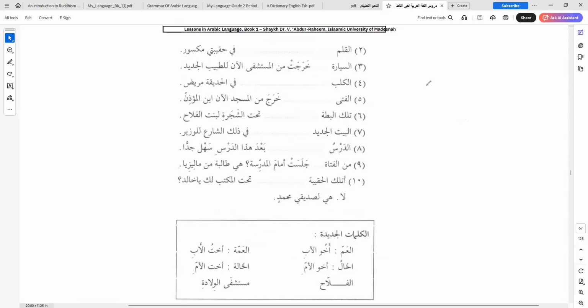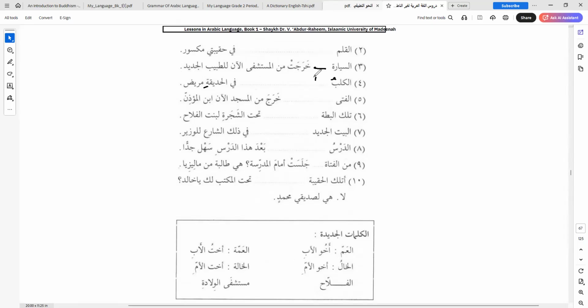القلم dash في حقيبتي مقصور. The pen in my bag is broken. السيارة dash خرجت من المستشفى الآن للطبيب الجديد. The car that came out of the hospital now belongs to the new doctor. الكلب. Remember, كلب is dog, right? So dash في الحديقة مريض. The dog in the garden is sick.